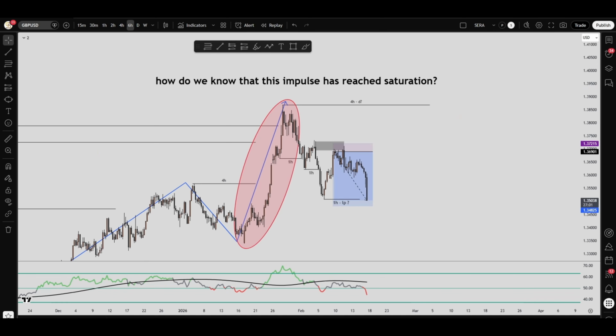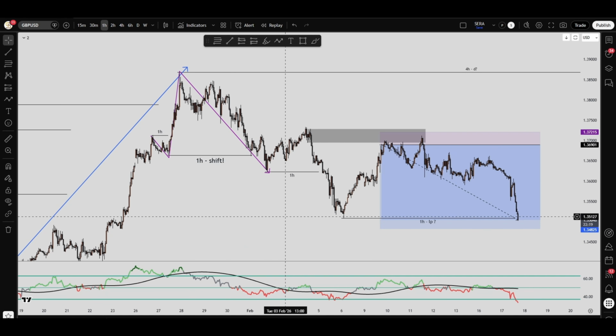Now comes a very important question. How do you know that this impulse has reached saturation? We'll zoom in on a smaller secondary structure and I'll use 30 minutes, 1 hour or 2 hour for more details. In this case I'm using the 1 hour time frame because it gives me the details I need to see the secondary structures. After I see this shift, it's very clear for me that the impulse of the 4-hour structure or weekly structures has reached the saturation.